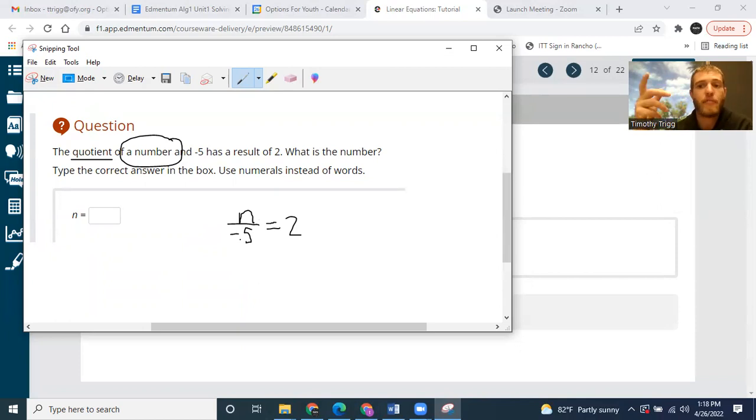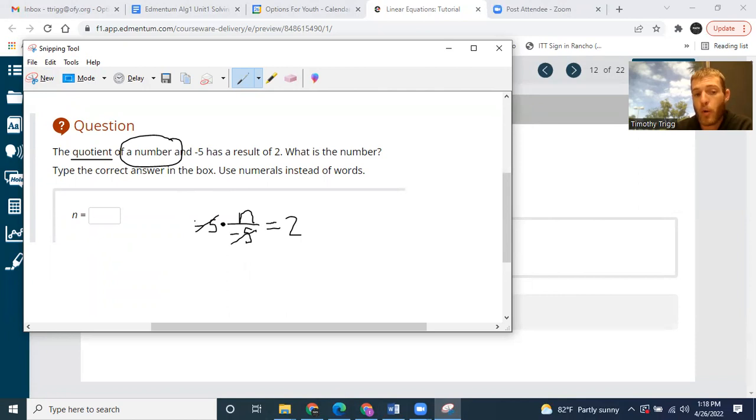You want to use the inverse operation to cancel things. So in this case, we're dividing by -5. So what would be the inverse operation to get rid of it? The opposite of dividing is multiply. So we're going to multiply by -5. Multiplying by -5 and then dividing by -5, those cancel.